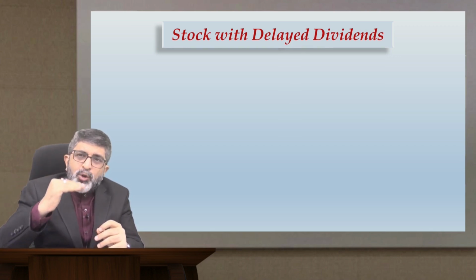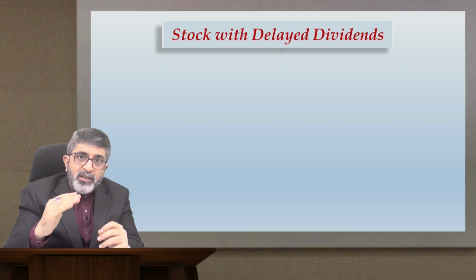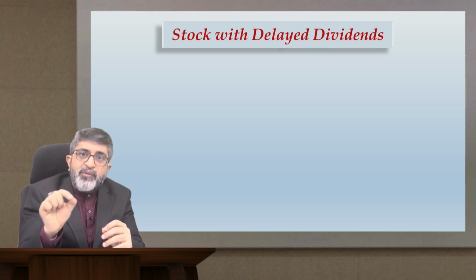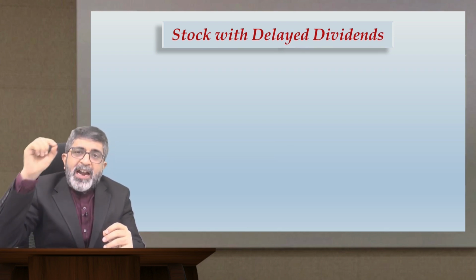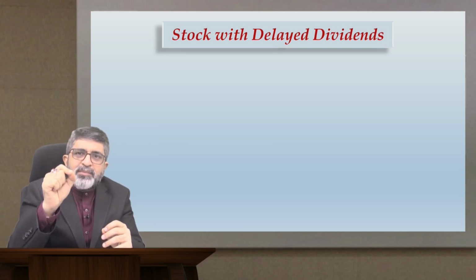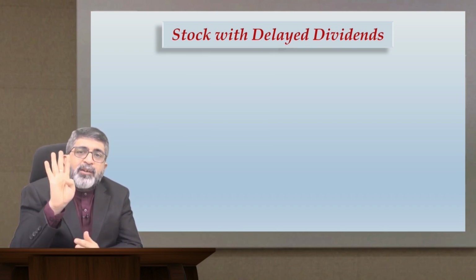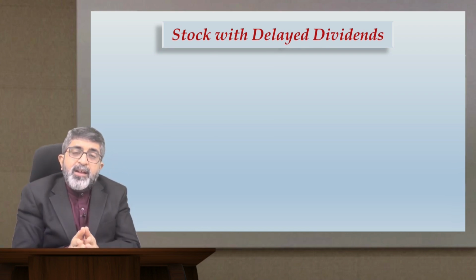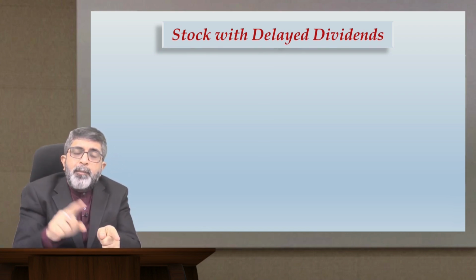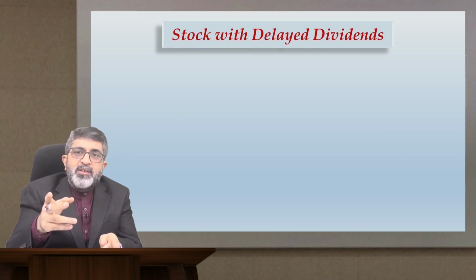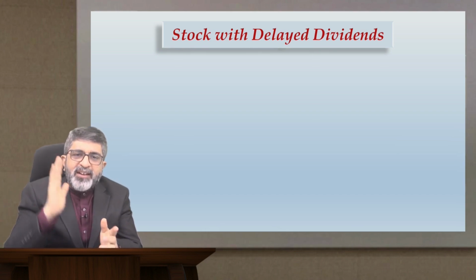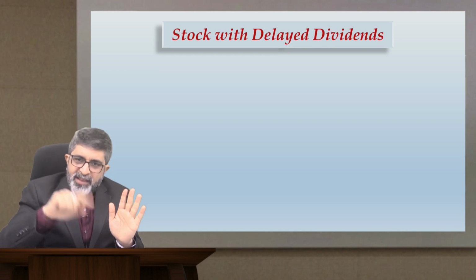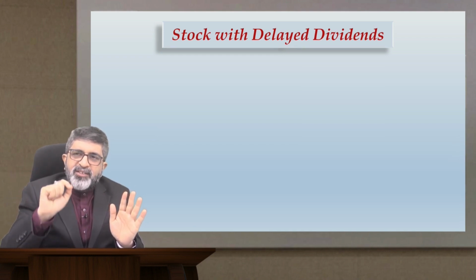So dividends will grow maybe at a constant rate, but only from the point when the dividend is first paid. And in my example, the first time the dividend will be paid is in the 4th year. Now use your common sense. As per Gordon's model, P0 is what? D1 divided by KE minus G, correct? P0 is D1 divided by KE minus G.